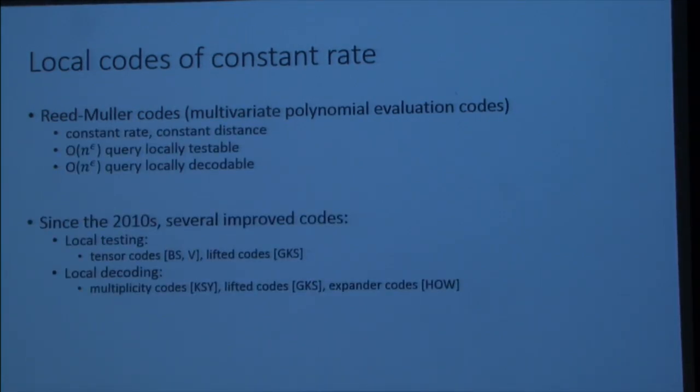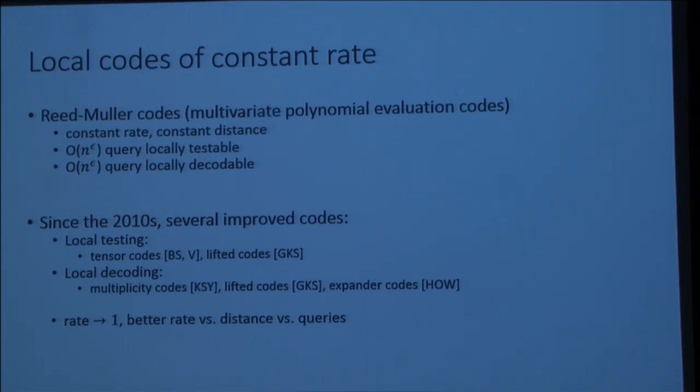So these are for local codes of constant rate. The Reed-Muller codes were the best understood and the best studied. But in the last 5 or 6 years, there have been several other works improving upon these Reed-Muller codes, both in the testing regime and in the correcting regime. And I'll say a little bit about all of these works.